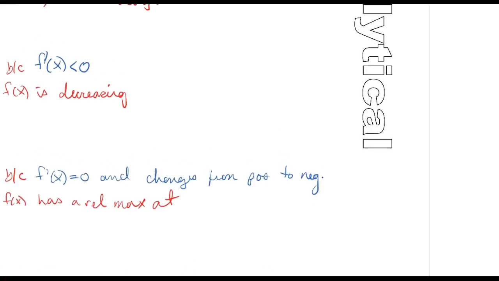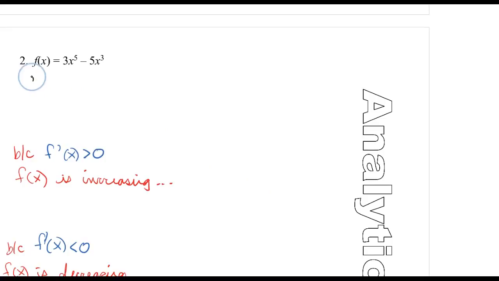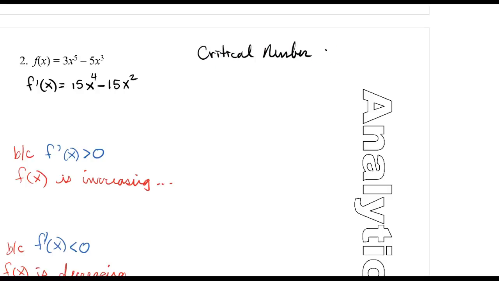So we see that all of these justifications are based on the derivative, so we want to go back and find the derivative. The derivative here equals 15x to the 4th minus 15x squared. Next, I need to find my critical numbers. Those set off the intervals on my sign chart, and those are going to be where the derivative equals 0. So I solve this for equaling 0.